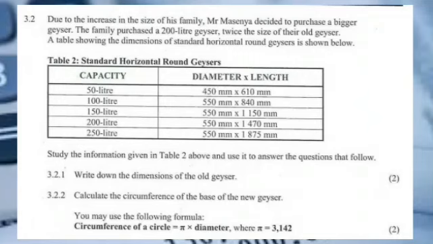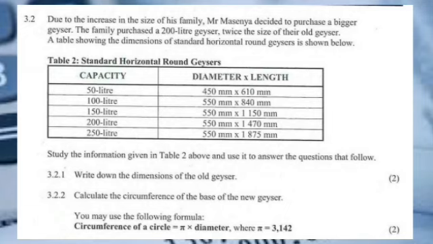In 3.2, we are dealing with measurement. It says, due to the increase in the size of his family, Mr. Masenya decided to purchase a bigger geyser. The family purchased a 200-liter geyser, twice the size of their old geyser. A table showing the dimensions of standard horizontal round geysers is shown below. So we have Table 2, which shows the capacity of the geysers, their diameter and their length, starting with a 50-liter geyser up to a 250-liter geyser. It says, study the information given in Table 2 above and use it to answer the questions that follow. The first question, 3.2.1, wants you to write the dimensions of the old geyser.